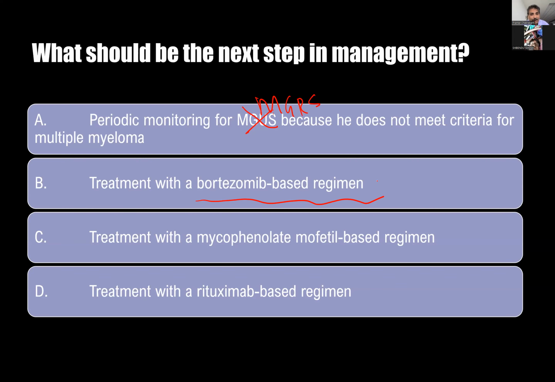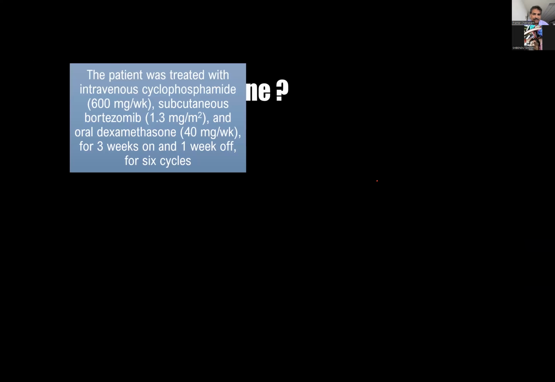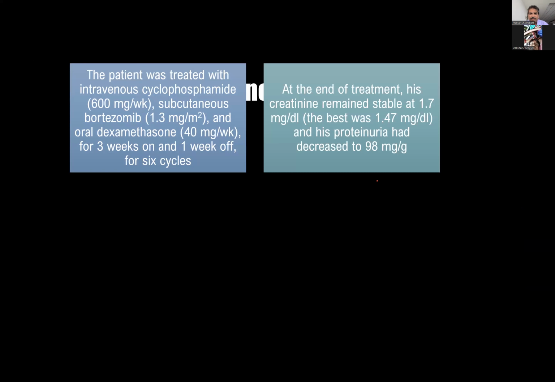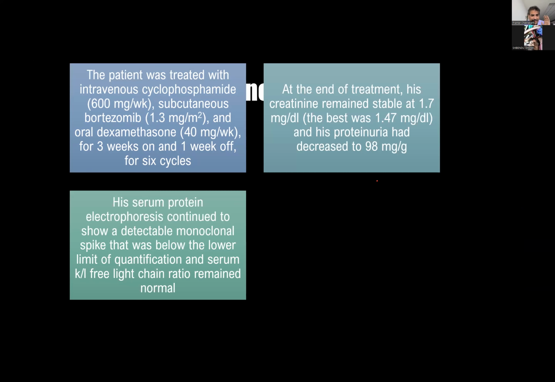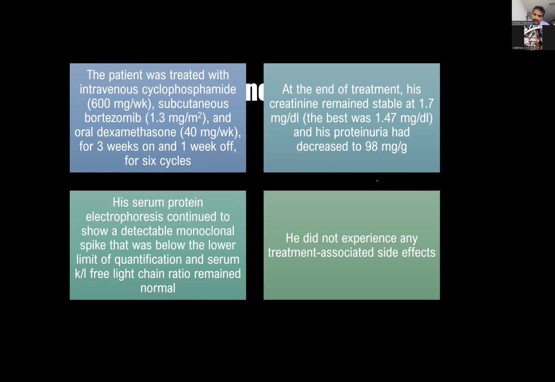That can take care of your glomerulonephritis. So we use cyclophosphamide, bortezomib, dexamethasone. We call it CyBUT-D. At the end of his treatment, creatinine did not rise. Proteinuria had decreased from thousands to 98. Serum electrophoresis protein showed a detectable monoclonal spike, but it was below the limit of quantification. Free light chain was normal earlier, it was still normal, right?